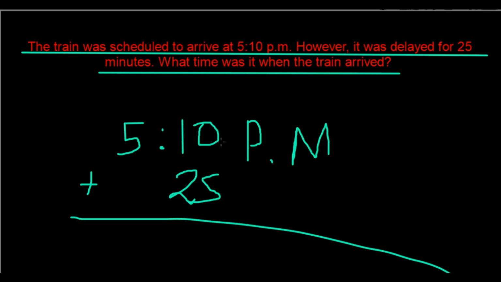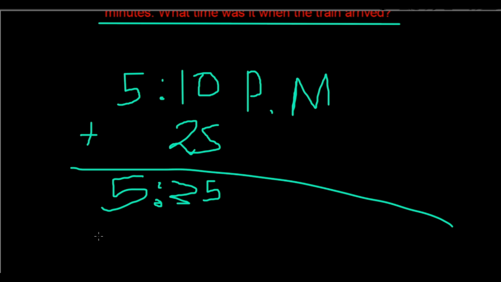So 0 plus 5 equals 5. 1 plus 2 equals 3. And 5 plus 0 equals 5. So our answer is 5:35 PM.